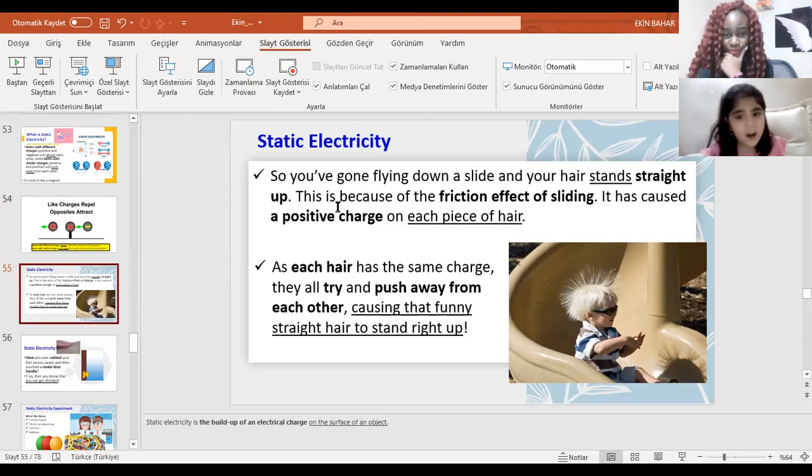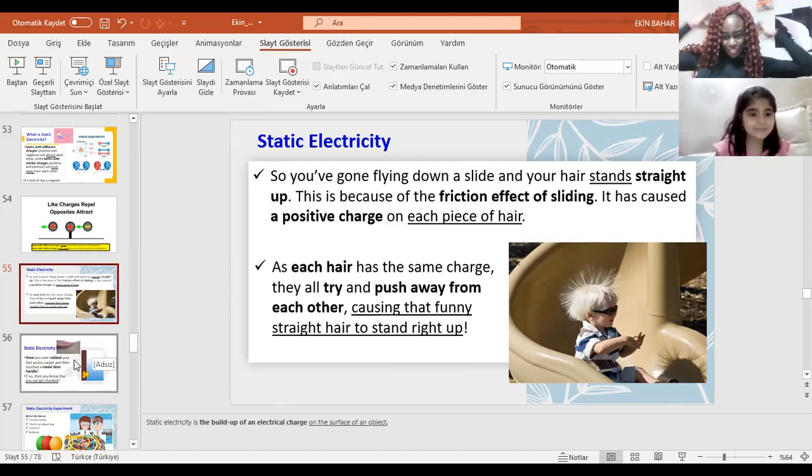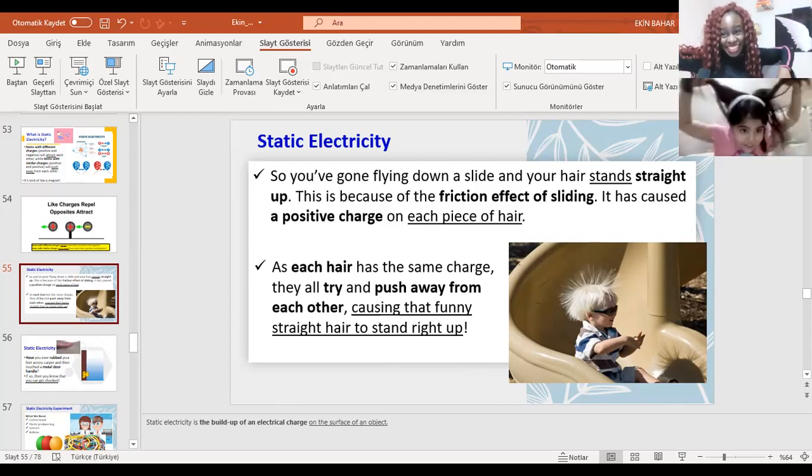As each hair has the same charge, they all try and push away from each other, causing that funny straight hair to stand right up. Look at this boy. He looks so funny. His hair looks really funny.